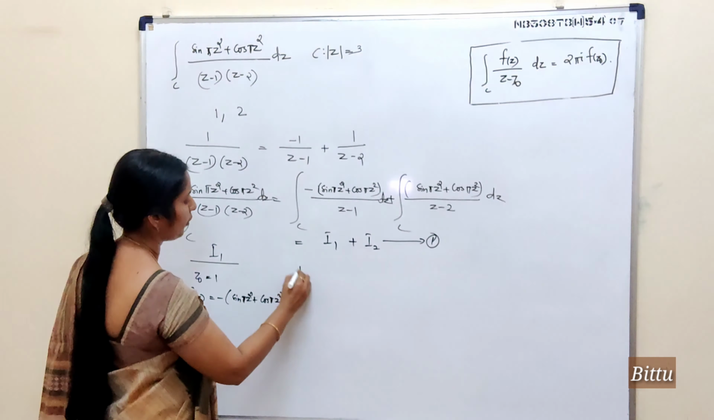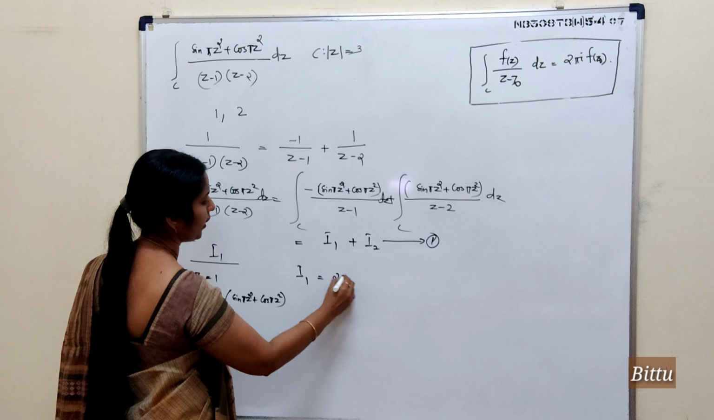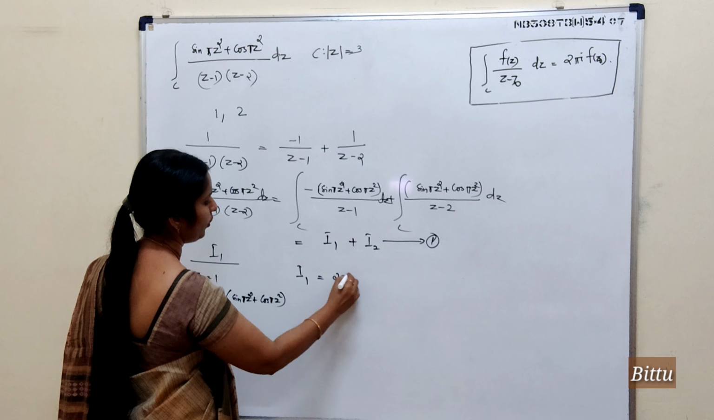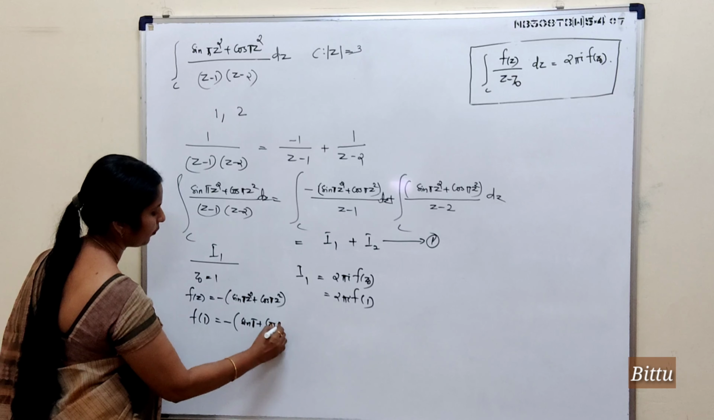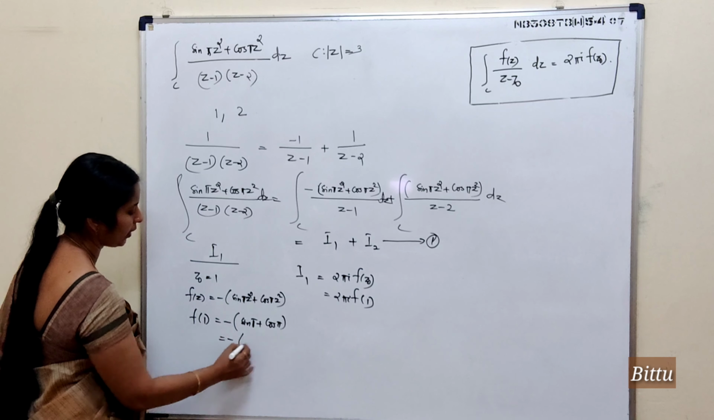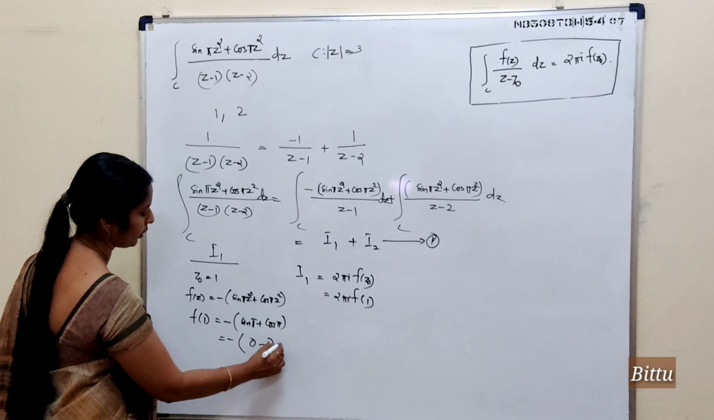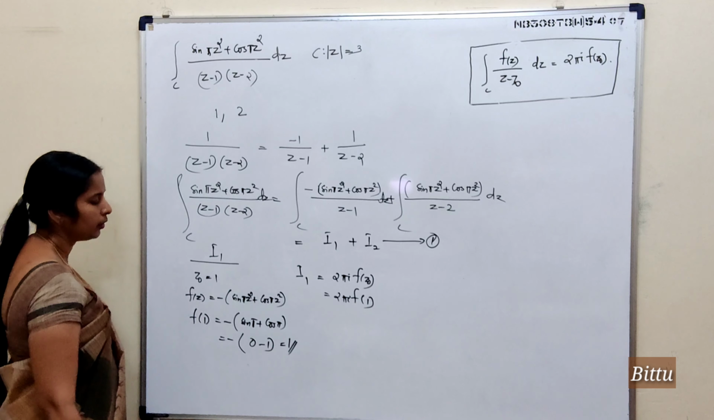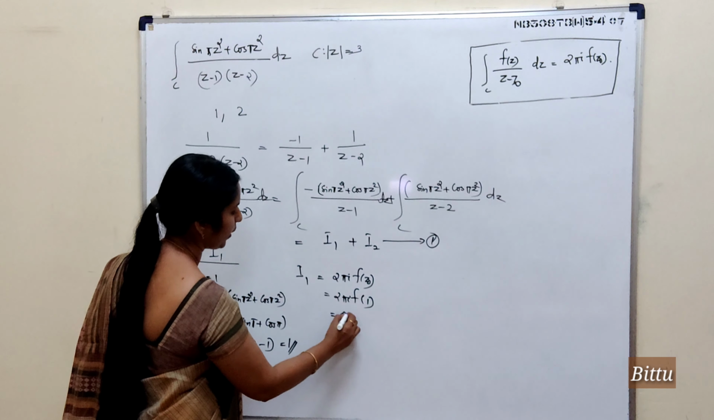By Cauchy's integral formula, I1 is 2 pi i into f of Z0. That is 2 pi i into f of, here Z0 is 1. Next we have to find f of 1. It is minus sin pi plus cos pi. That is minus of sin pi which is 0, cos pi is minus 1. So it is 1. So I1 is 2 pi i. So we have I1 equal to 2 pi i.